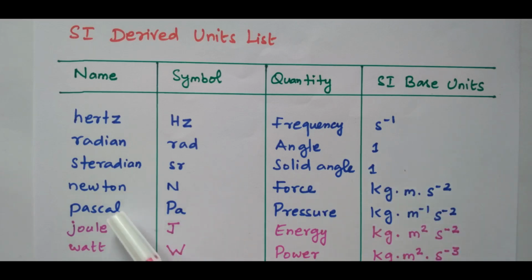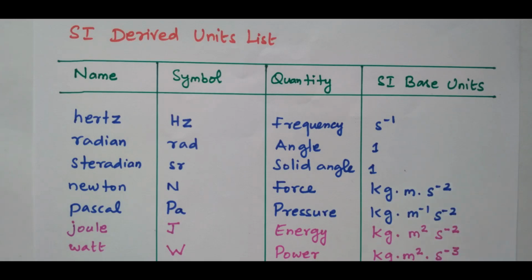The fourth one, Newton. That is for measuring force. The unit is Newton. Symbol is N. What are the base units here? Kilogram, meter, and s power minus 2. This is nothing but second. s power minus 2. So see this, there are 3 base units available to define the term force.